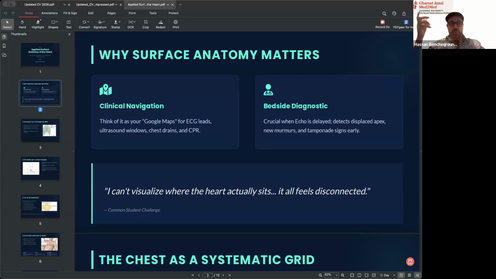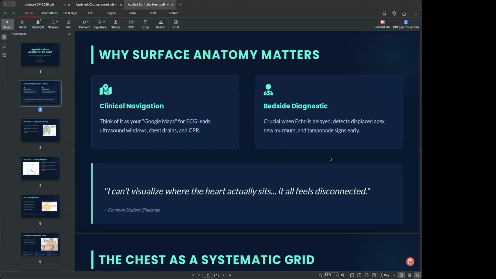Eventually, like a muscle, like when you go to the gym and your muscles start to grow big, you have right ventricular hypertrophy. So that will give you a point of maximal impulse that will be shifted to the right, not the left.